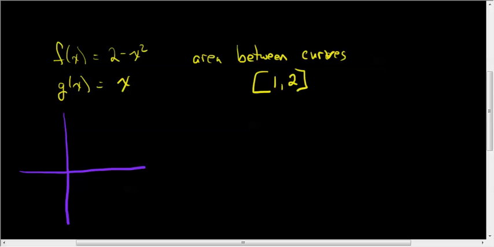All right, 2 minus x squared. Come up here to 2, and I'm going to cross at the square root of 2. Negative square root of 2 and positive square root of 2 make f of x 0. So this one looks like this, right there. And y equals x, so that's 1, 1, and then down here.